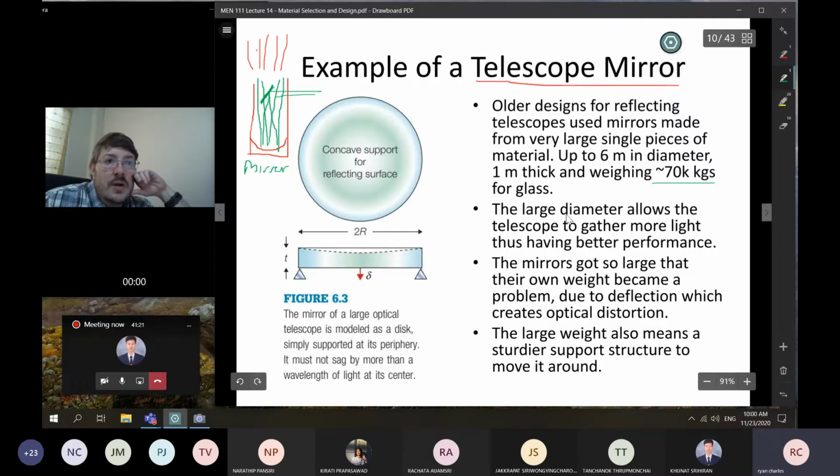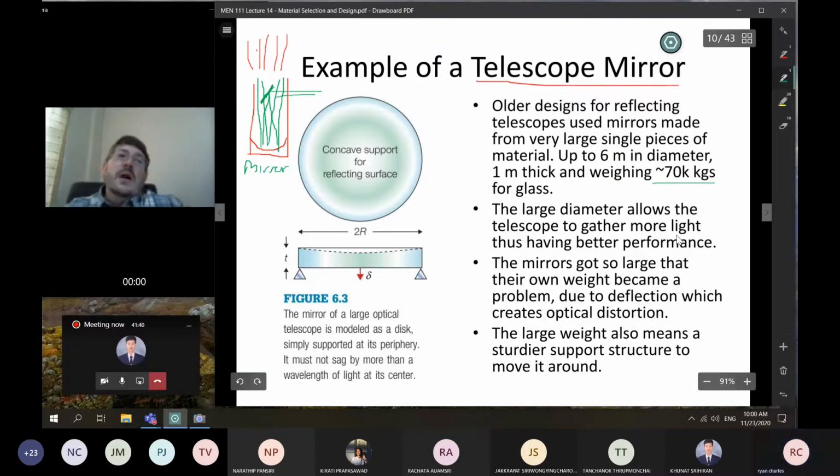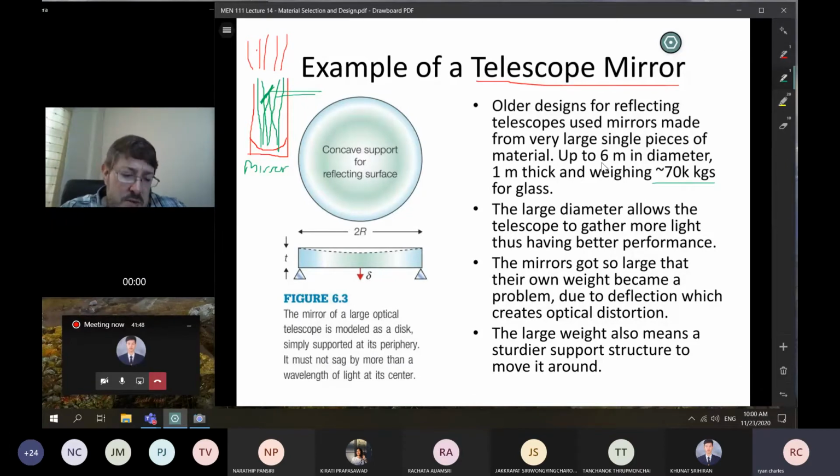A large diameter allows a telescope to gather more light, and so you get better performance. The bigger the telescope, the better the performance. It doesn't matter if it's this big or 6 meters big, bigger's better with these optical telescopes. The problem, though, historically, is: why don't we make them 10 meters or 20 meters or 30 meters? Why don't we just make them as big as possible?